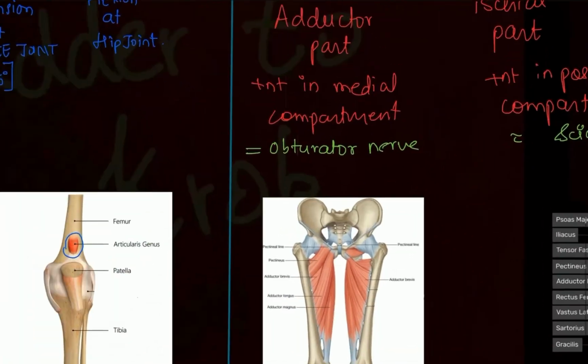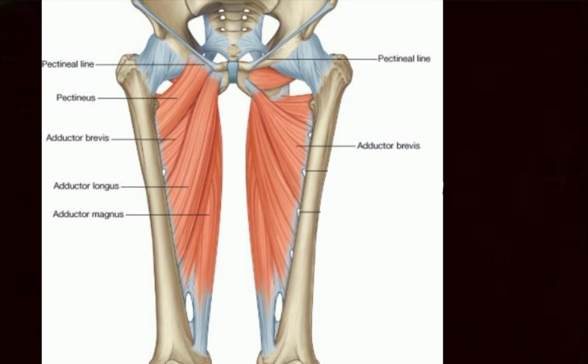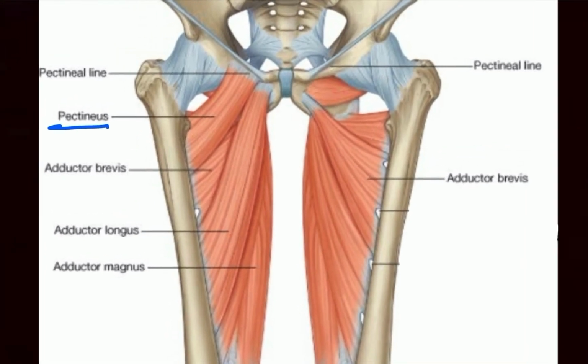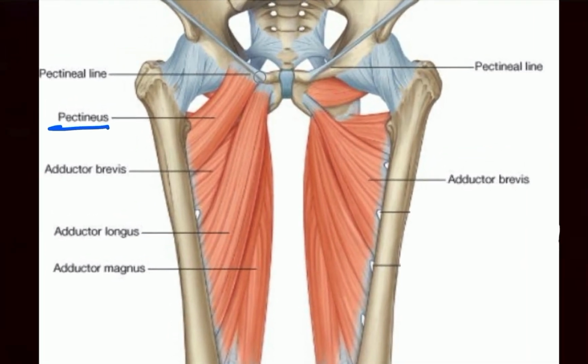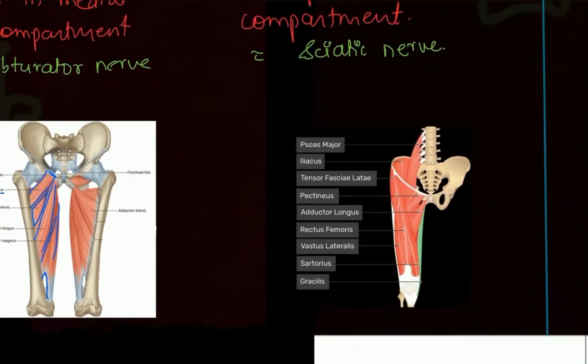Okay, now let's look at the medial compartment muscles. Medial compartment situated medially, right? So starting first with the pectineus muscle. I said you that pectineal line is present over here, right? On the superior ramus of the pubis. So from here will originate your pectineus muscle. Then we learned about adductor brevis. Brevis means short. We had adductor longus and we had adductor magnus. Okay. Gracilis muscle wasn't visible over there.